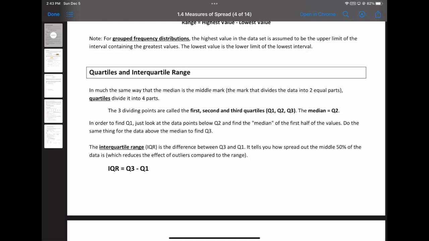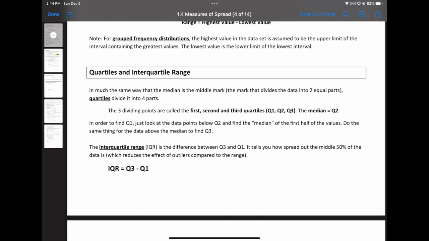So instead of a middle point, which is actually equal to Q2, the middle point, Q2, and the median are the same thing. Whether you're halfway through the data set or 2 quarters, same difference. Q1 is the median of the first half of the data set. Q3 is the median of the second half of the data set.